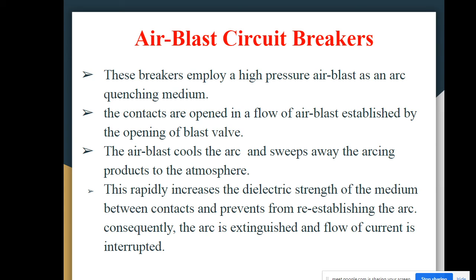I'll show you in the figure. There you can see the one valve. That will allow the air blast to enter the arcing chamber. Then this air blast cools the arc and sweeps away the arcing products to the atmosphere.